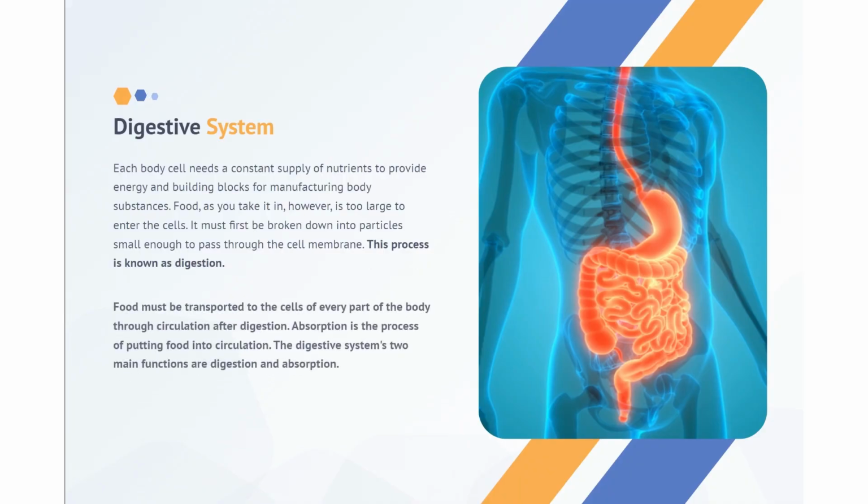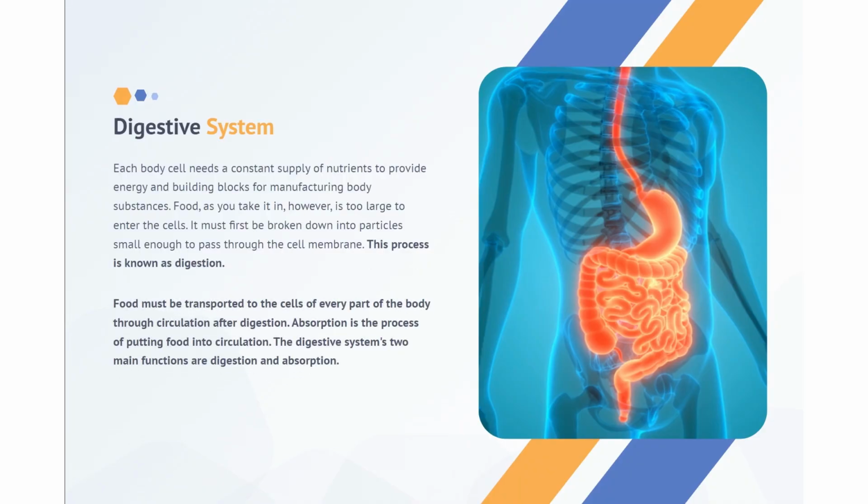Digestive system. Each body cell needs a constant supply of nutrients to provide energy and building blocks for manufacturing body substances. Food, as you take it in, however, is too large to enter the cells. It must first be broken down into particles small enough to pass through the cell membrane. This process is known as digestion. Food must be transported to the cells of every part of the body through circulation after digestion. Absorption is the process of putting food into circulation. The digestive system's two main functions are digestion and absorption.